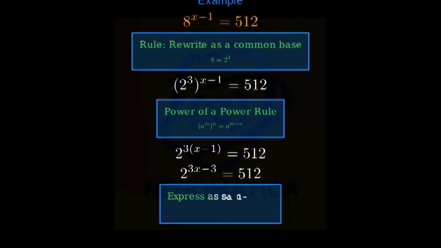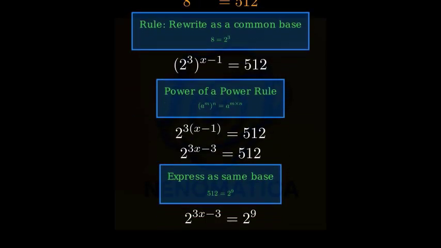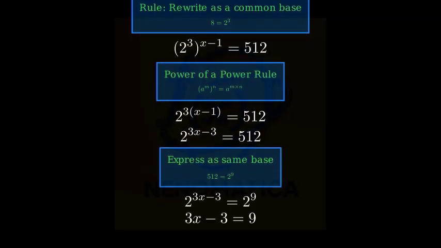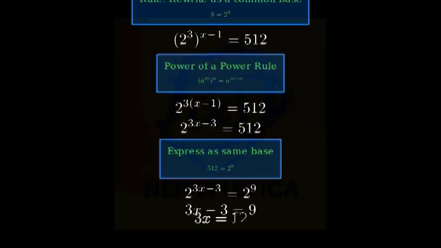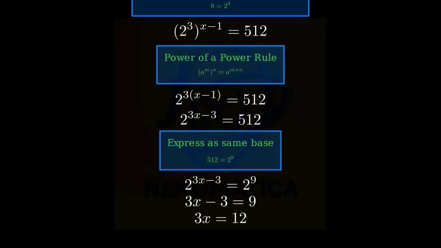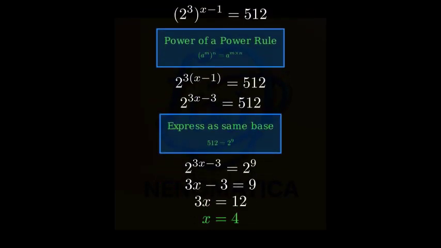Now we need to express 512 as a power of 2. Since the bases are now the same, we can set the exponents equal to each other. Now we solve for x. Add 3 to both sides. Finally, dividing both sides by 3, we get x equals 4.